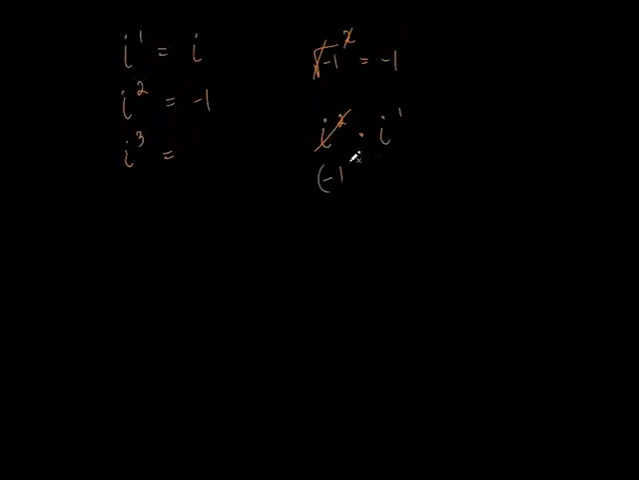It's negative 1. Negative 1 times what? Just i. We're not going to break it down into square roots. We'll just keep it like this. So what's negative 1 times i? It's just negative i. Does that make sense? So I took i cubed, I broke it down into parts that I already know. I broke it down into i squared times i. Well, i squared is negative 1. What's negative 1 times i? It's just negative i.